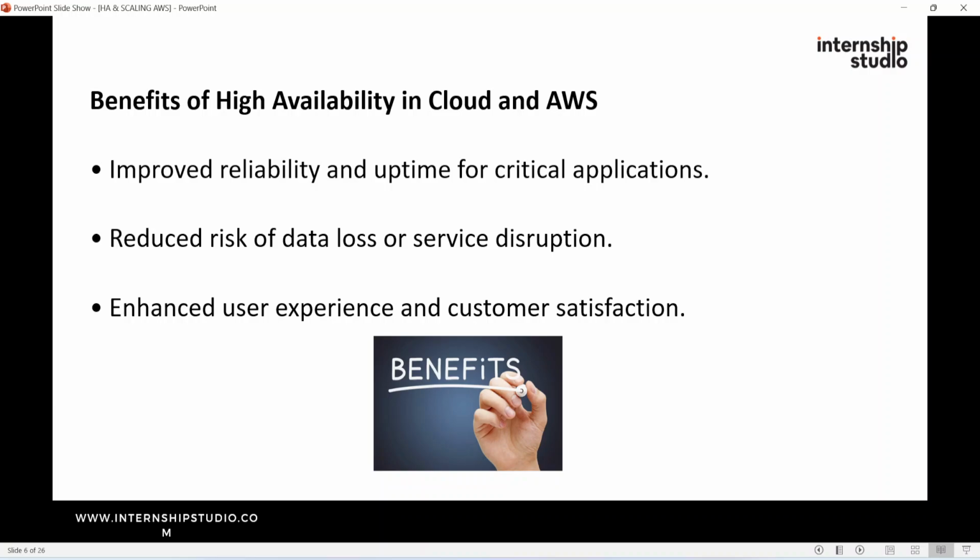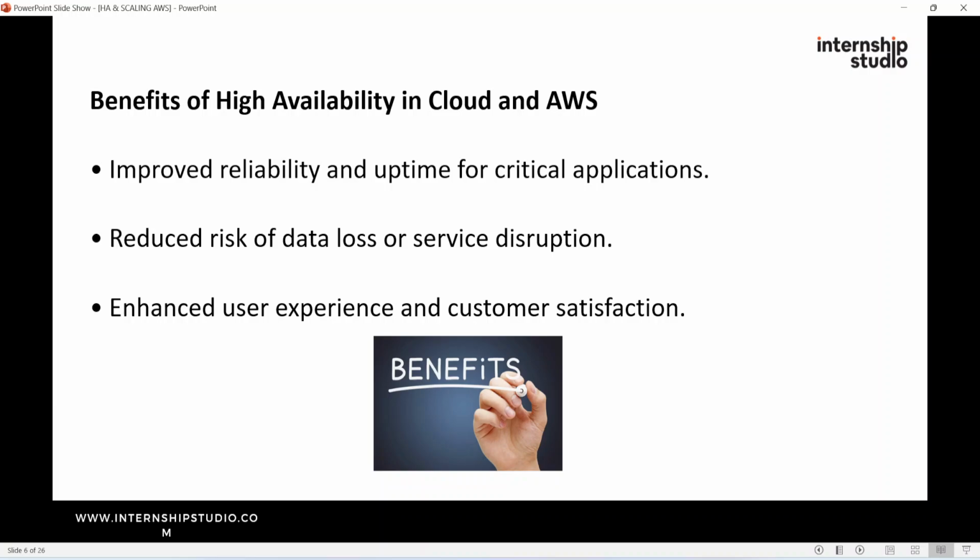Also, we know that Flipkart likely serves a global user base, so there are customers across the world. High availability in the cloud enables the distribution of resources across multiple regions in the world. So users from different geographic locations, for example Bangladesh, Sri Lanka, or Singapore, can access the application with low latency, providing a seamless experience regardless of their location.